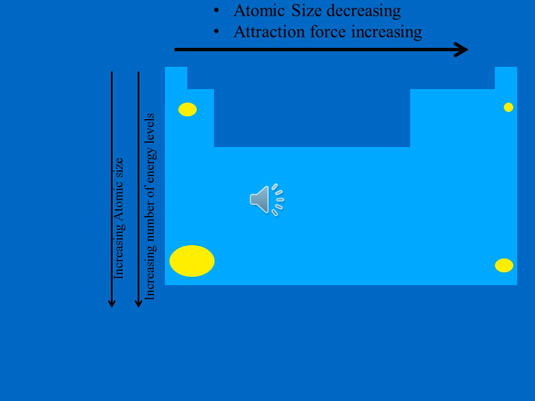So in group, the atomic size increases. Why? Because the number of energy levels increases. So in period, atomic size decrease, attraction force increase. In group, atomic size increase, the number of energy levels increase.